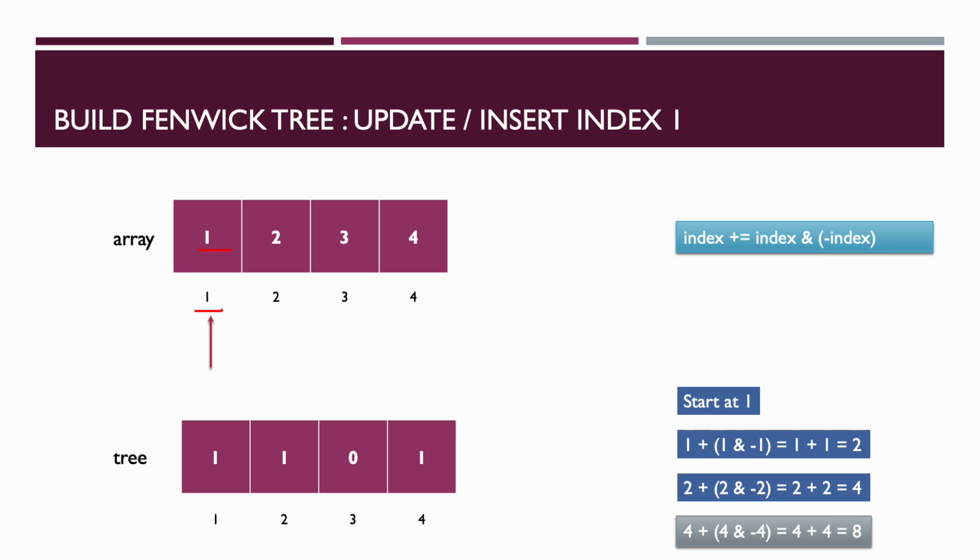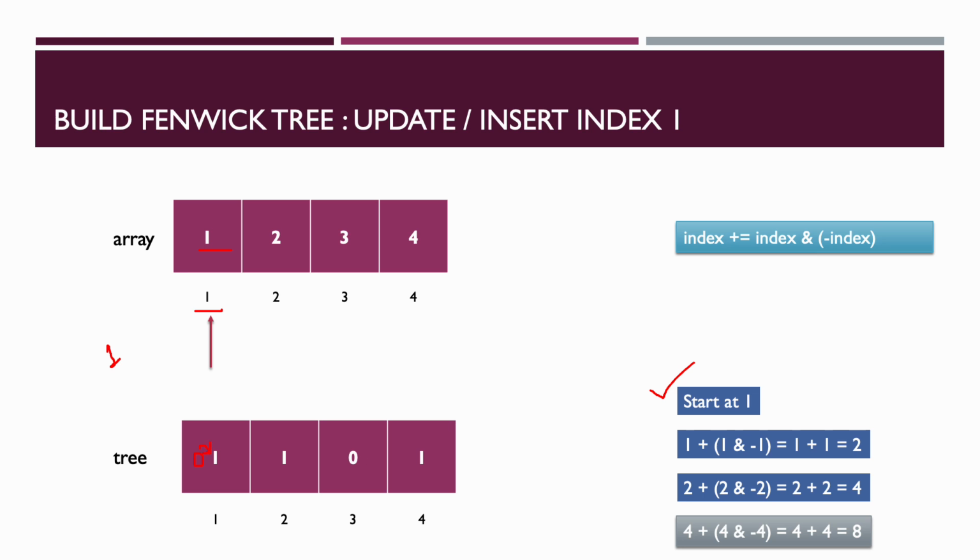Okay, so now we start at 1. You remember the formula? The formula for update or insert is index plus equal to index and minus of index. So we start at 1. Then what we do is we store whatever value is present here plus 1. What's the value here? 1. It was 0 initially. We did plus 1, so it became 1.